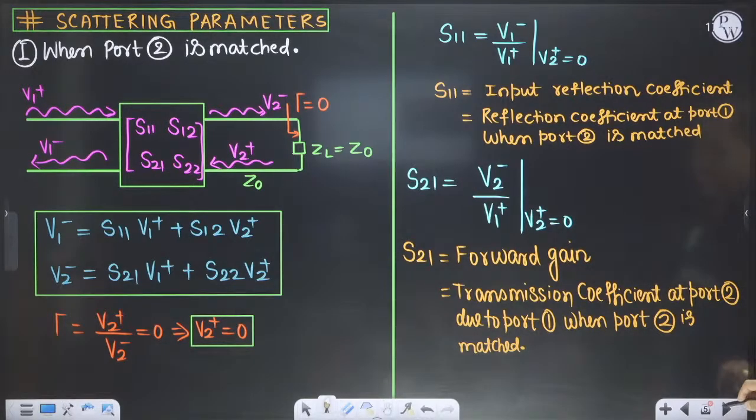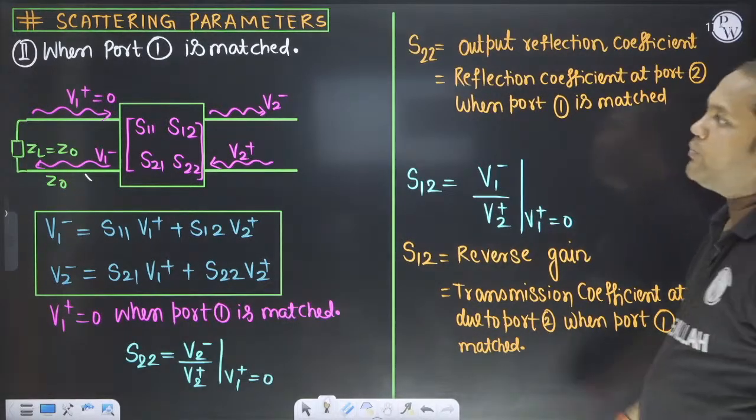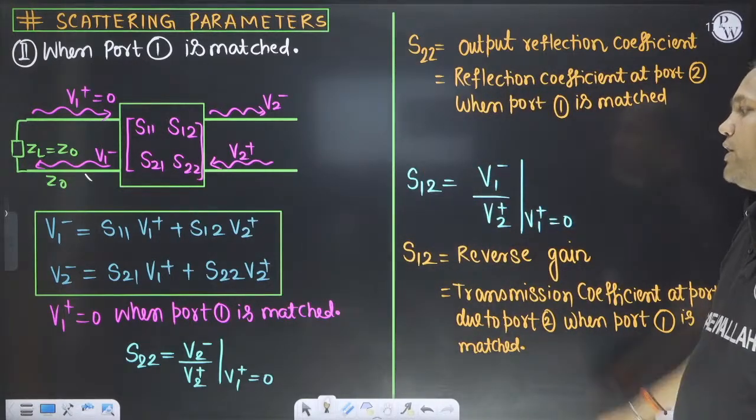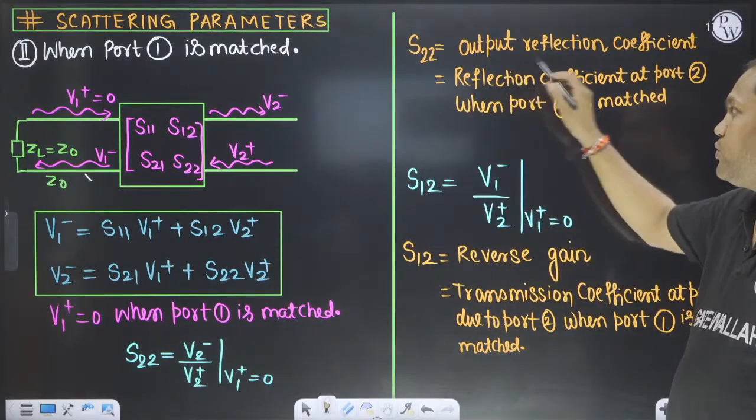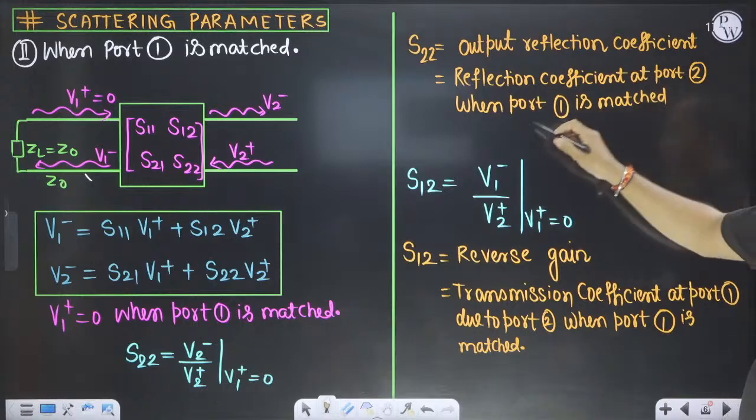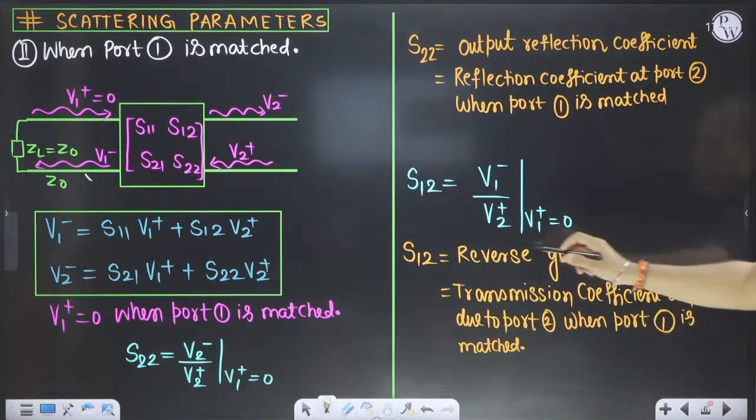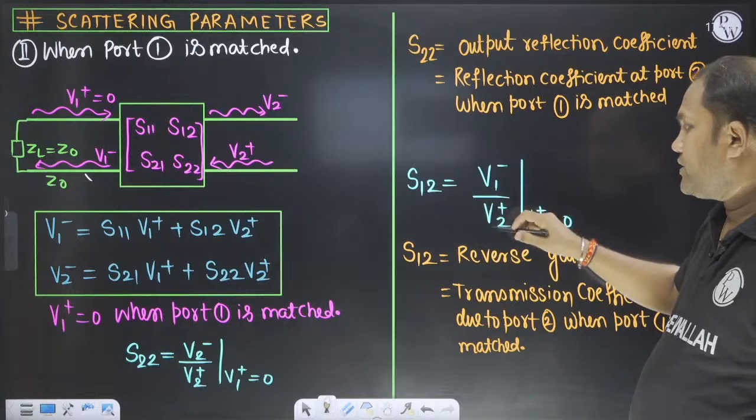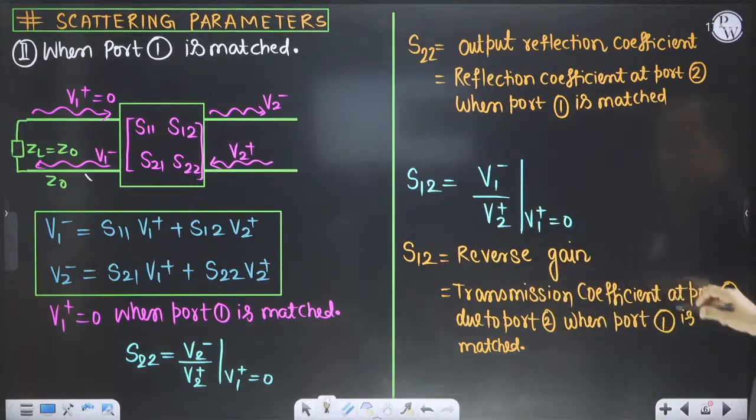Then we studied when port 1 is matched, and we discussed S22 and S12. S22 is the output reflection coefficient, the reflection coefficient at port 2 when port 1 is matched. S12 is the reverse gain, because output is at the input side and input is at the output side. It is known as the transmission coefficient at port 1 due to port 2 when port 1 is matched.